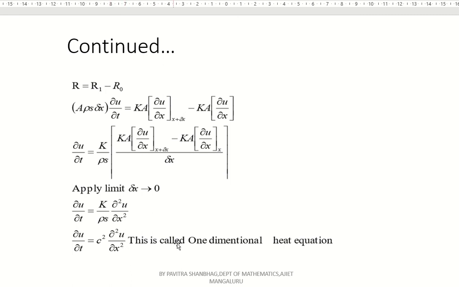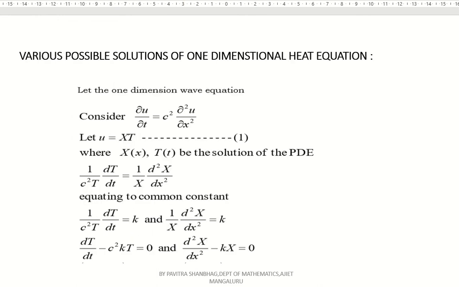So this is called the one dimensional heat equation. This result is also very important. Again, the same procedure we are applying as in the wave equation. How to find the various possible solutions of this one dimensional heat equation?